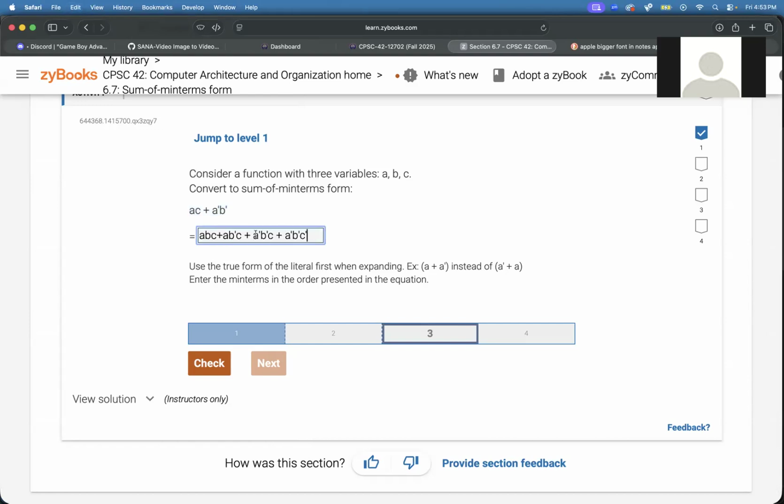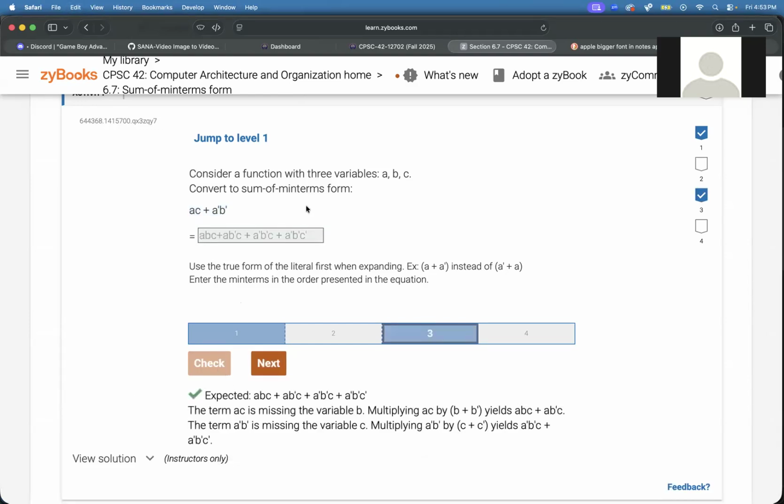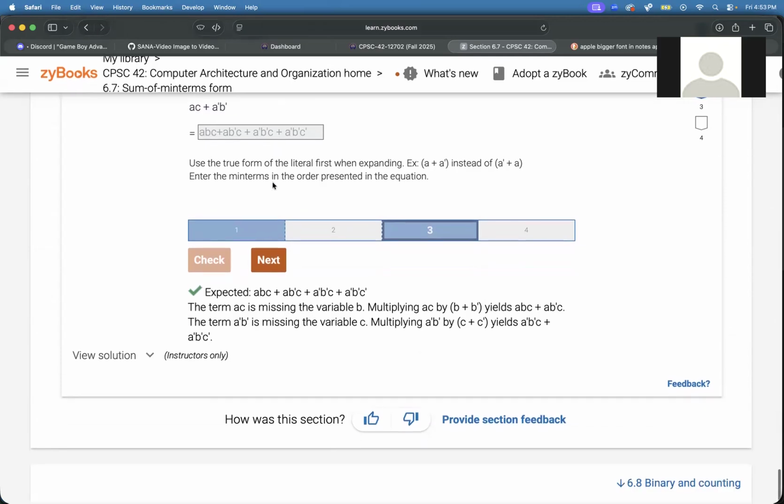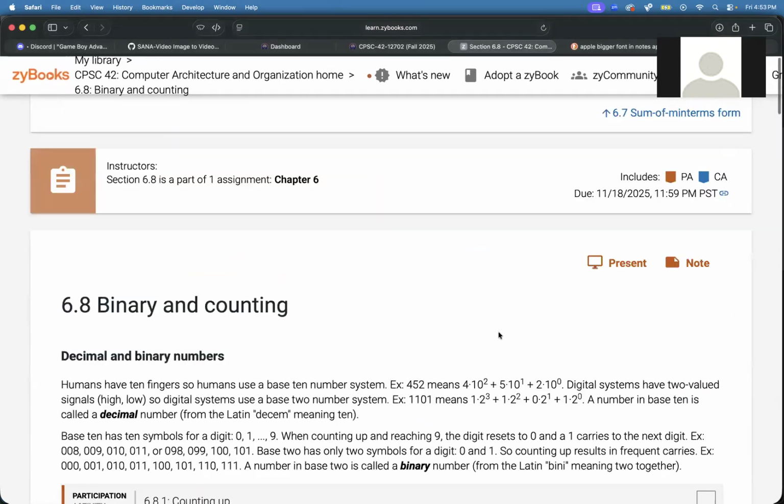I don't know what the order presented in the equation is. Okay, we got it. This is what we got, not trying to change the order of anything. So it worked. All right.